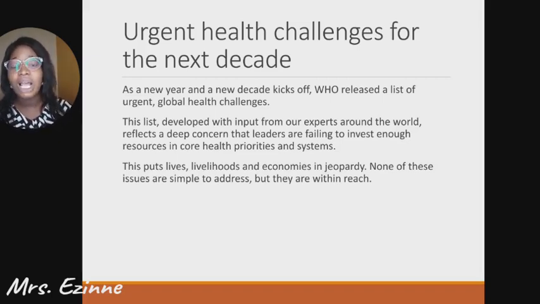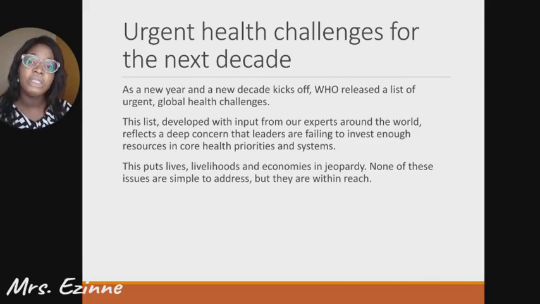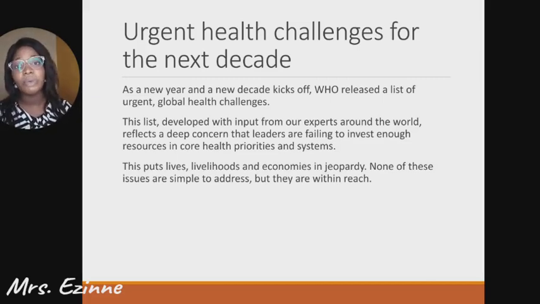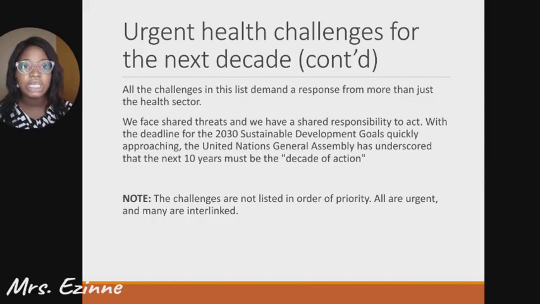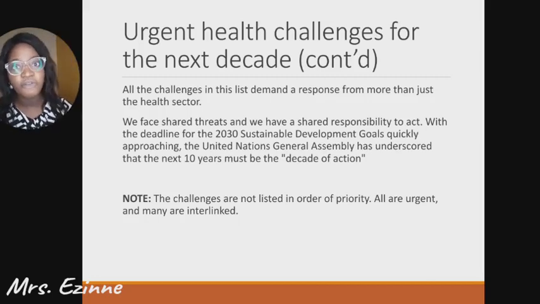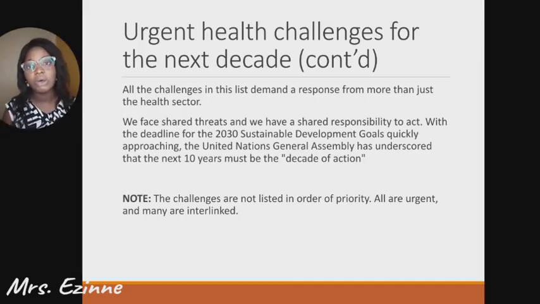So as public health professionals and officers, we have to join hands with other bodies to curtail these health challenges that have come our way presently. All the challenges in this list demand a response from more than just the health sector. So we face shared threats and we have a shared responsibility to act. You won't just say it's only for public health or only for doctors. No, we come together, both the health sector, the agricultural sector, the housing sector, and all that. We come together to face this threat and overcome it.